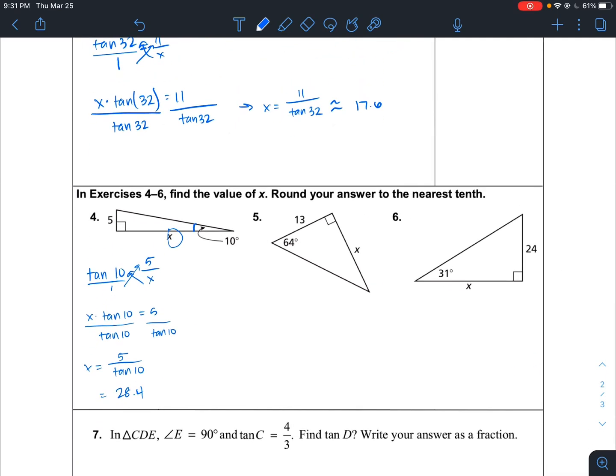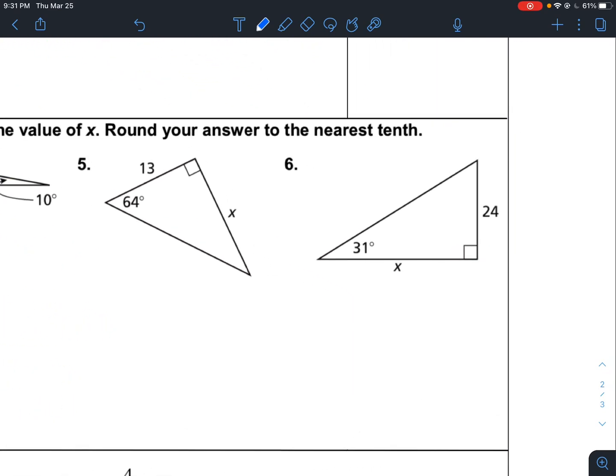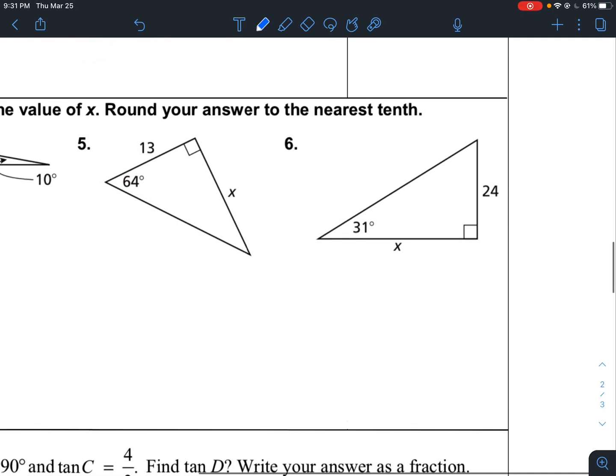So go through 5 and 6 and set that up. If you want to pause the video and go for it, I recommend you do so. I will write down the answers if you want to make sure that you're getting them correct, but x here should be equal to about 26.7, and for number 6, x should equal 39.9.